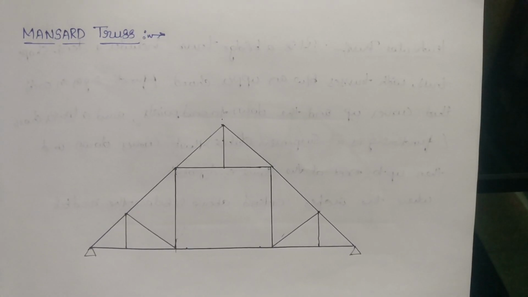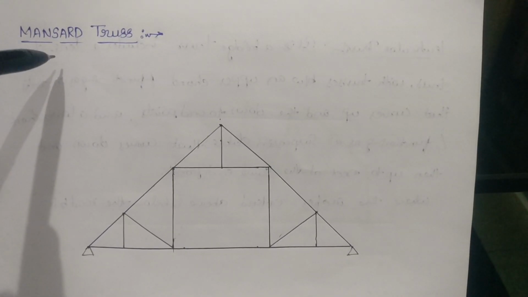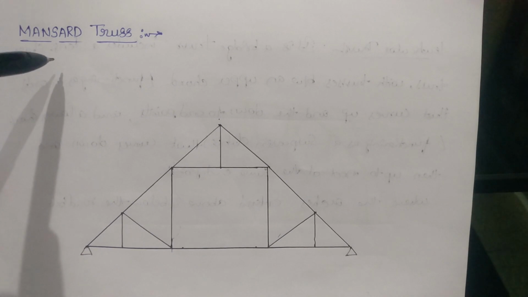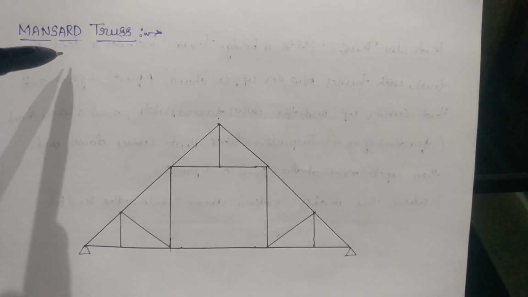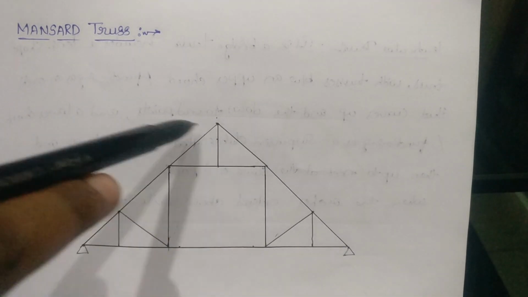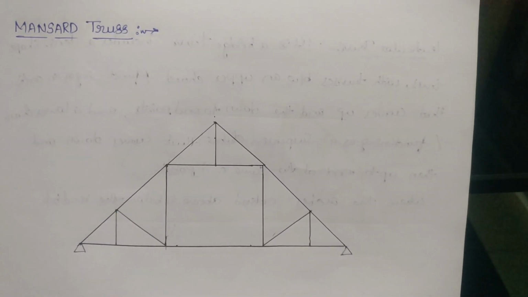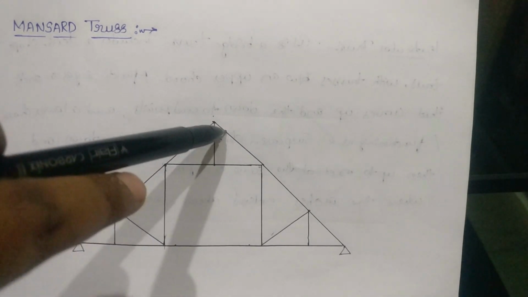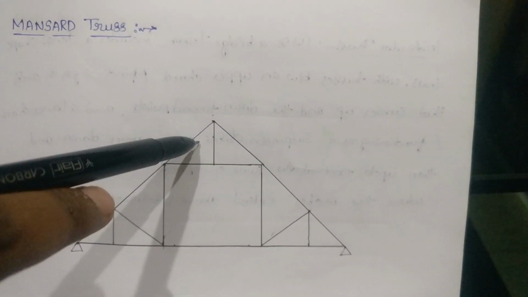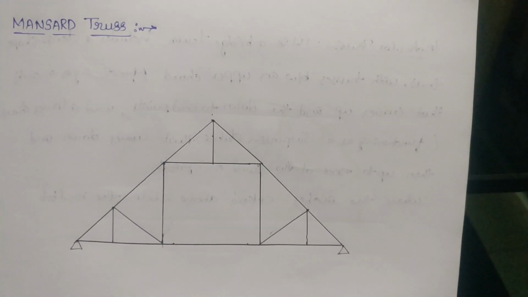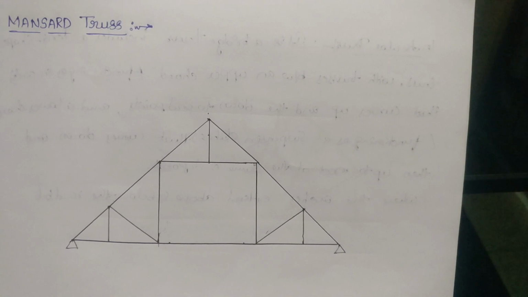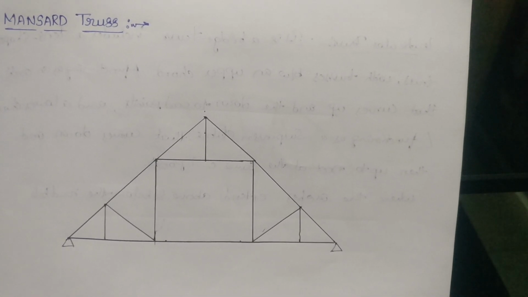Now coming to the Mansard truss, it is a combination of king post truss and queen post truss. This truss consists of a two-story truss. Here the upper portion consists of a king post truss and the lower portion consists of a queen post truss. Now let us see some live structures of Mansard truss.